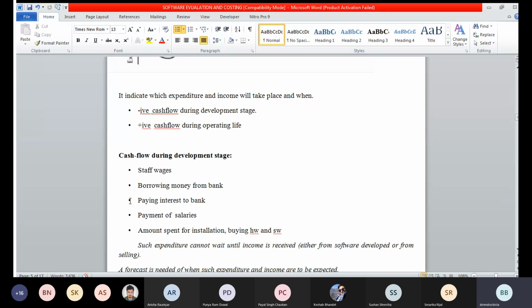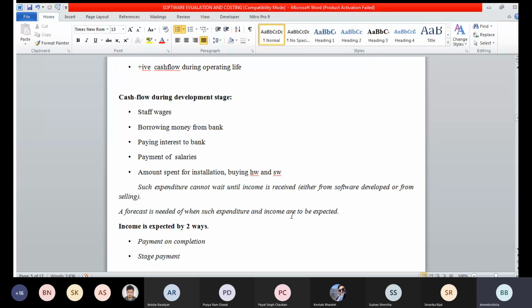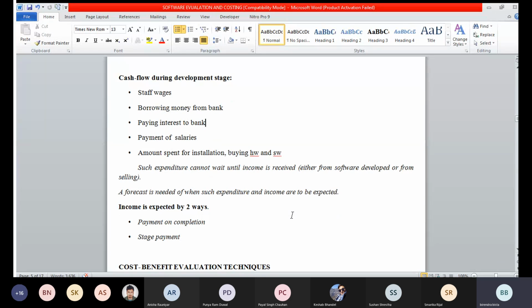So everyone will see that one. If you are investing in a project and if you are borrowing money from an individual or from a bank, definitely you need to pay the interest to that person or to an organization. So we compare whether the return that I'm getting from the project is bigger than the interest that I need to pay or not, and in that case only we will perform the investment. And the payment of salaries amount is spent for installation, buying hardware and software. So these are the things that we consider.